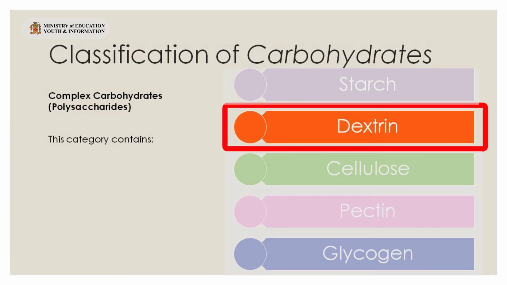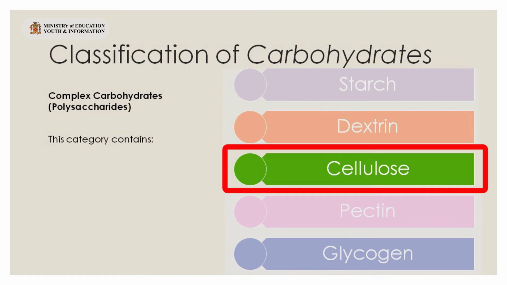Dextrin. Dextrin is formed when food containing starch is baked or toasted. Example, toast bread and cakes. Cellulose. Cellulose is known as non-starch polysaccharide, NSP, also known as dietary fiber, which is formed by plants. It is a strong structural material which the plants use for support. Example, stem, leaves, husk of seeds, and barks. One example of cellulose is callaloo.